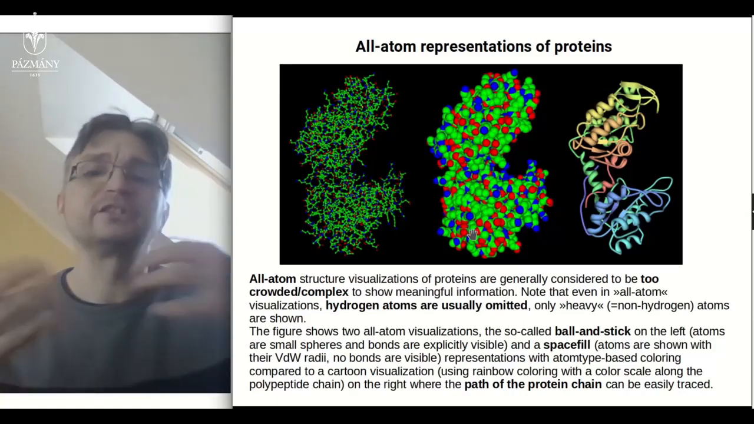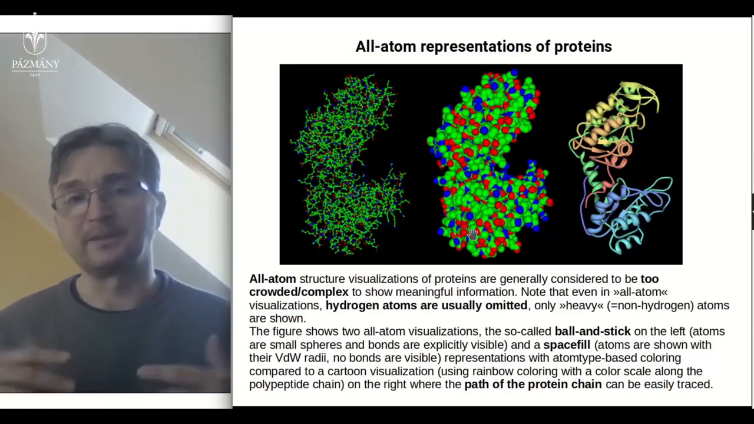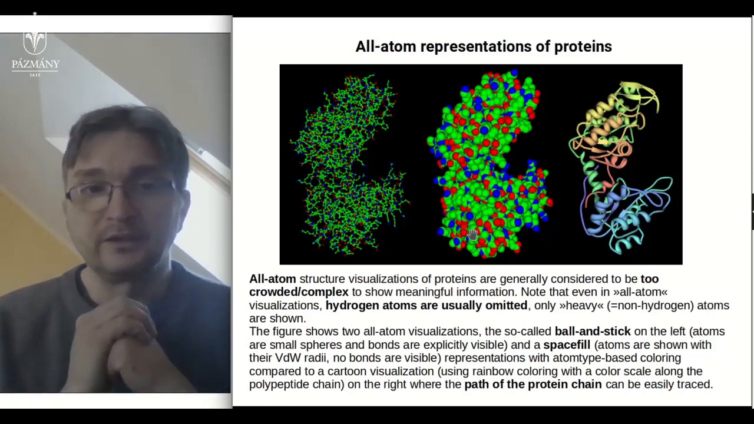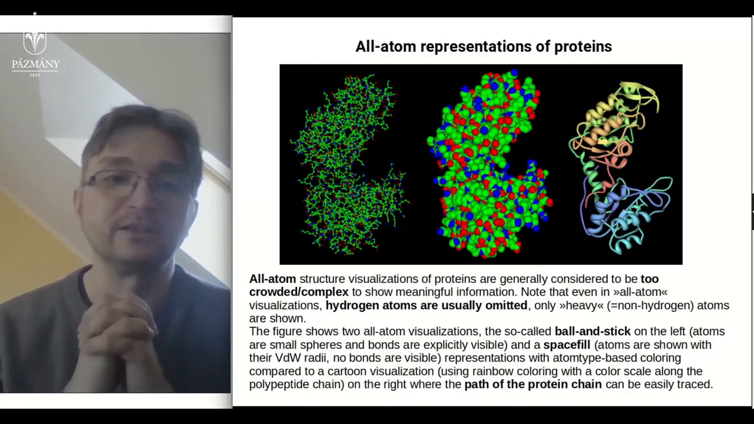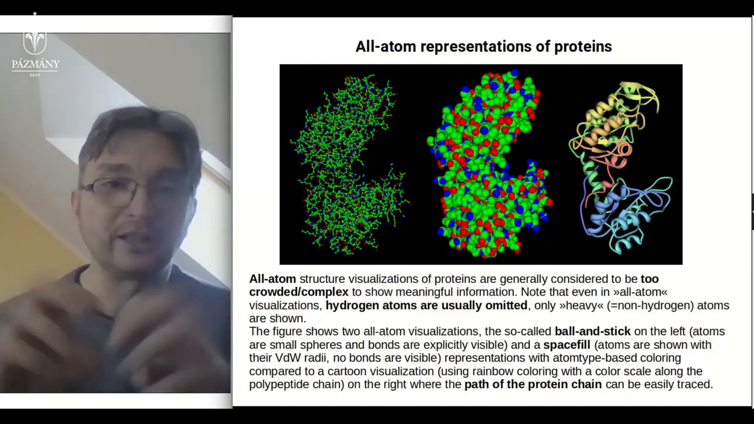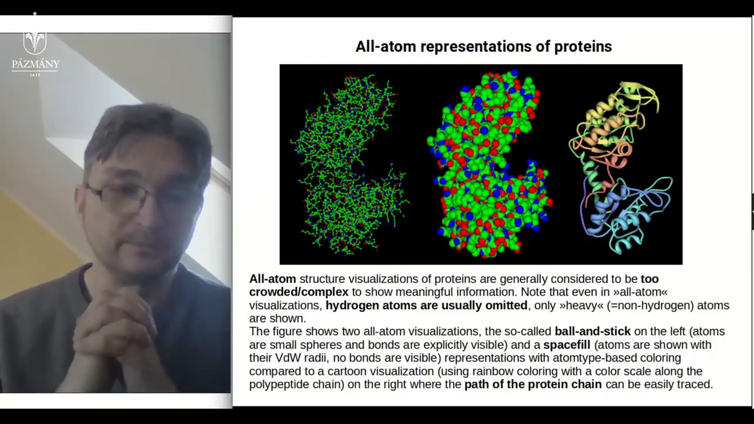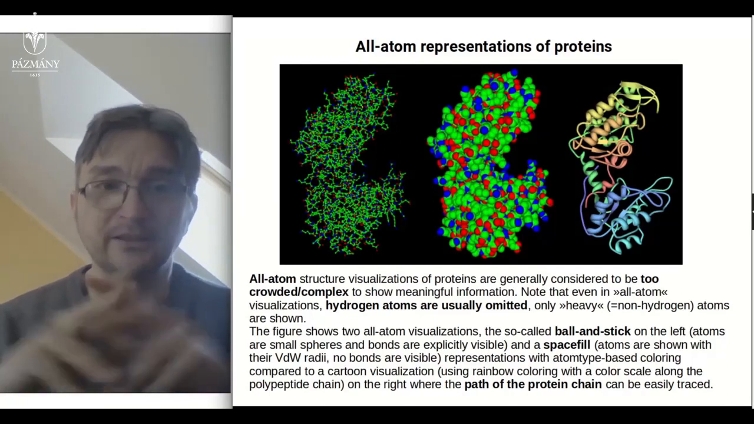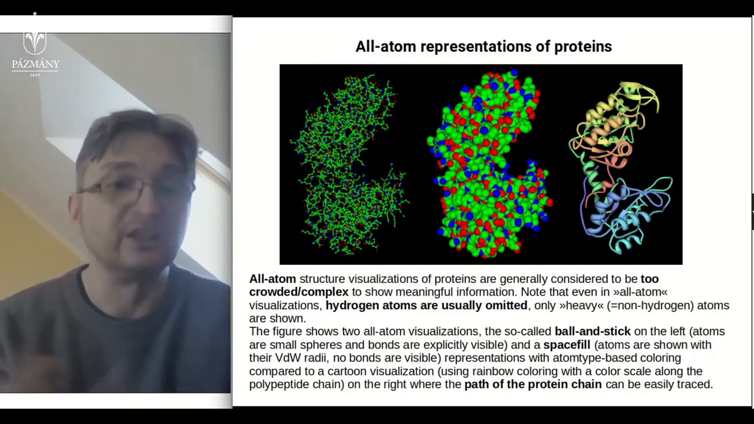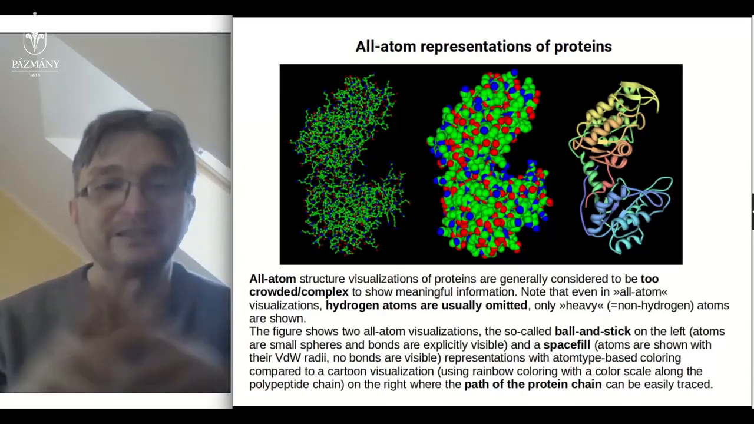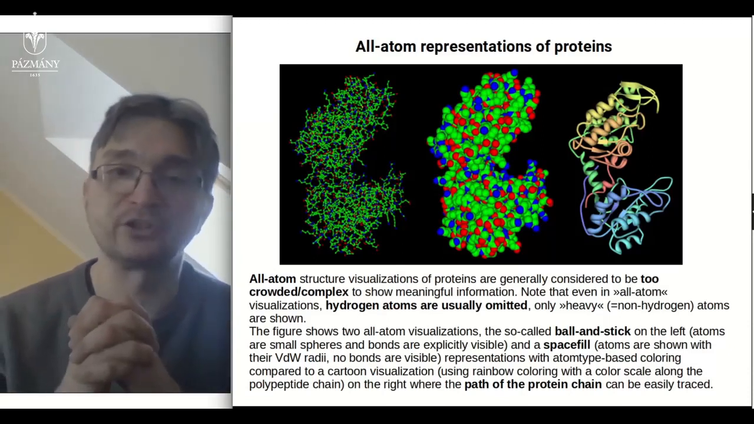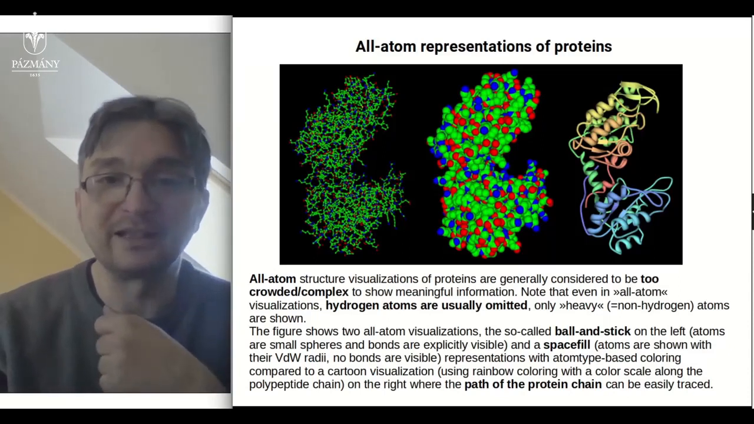It is not a real surface, because here the actual electronic distribution is not calculated for the structure, but each atom is represented by its van der Waals sphere. So it's close to a surface representation, but it's not an actual surface representation. Still, both of these are too crowded.